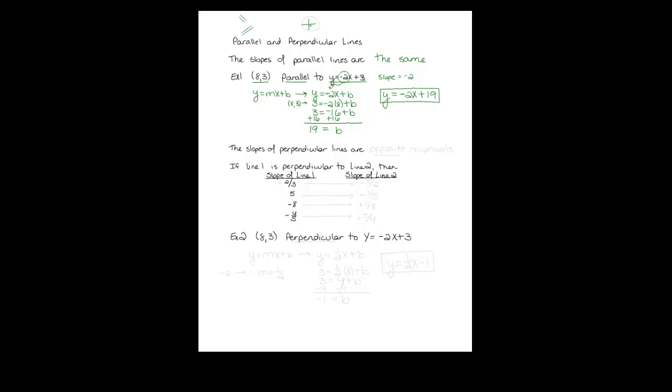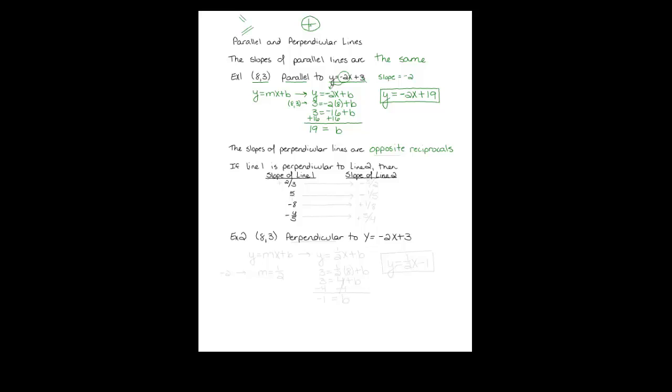Now moving on to perpendicular lines. Perpendicular lines cross and they meet at a right angle. What you'll find is that the slopes of perpendicular lines are opposite reciprocals of each other. So I'm just going to write down here, opposite reciprocals of each other.